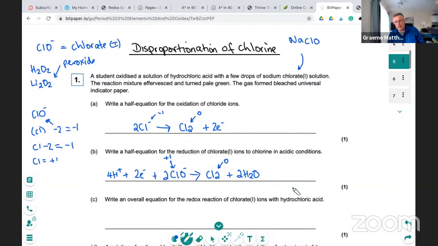I did. Good. All right then. Last bit then. Write an overall equation for the redox reaction of chlorate(I) ions with hydrochloric acid. All right, so what we've got to do here is combine them both together. So hold on.